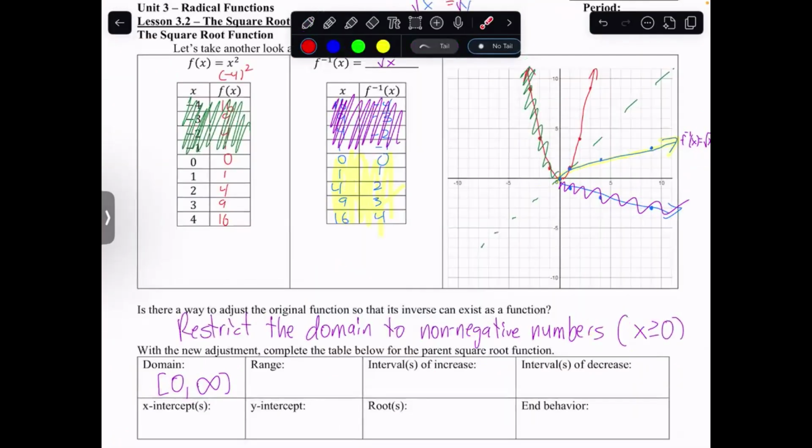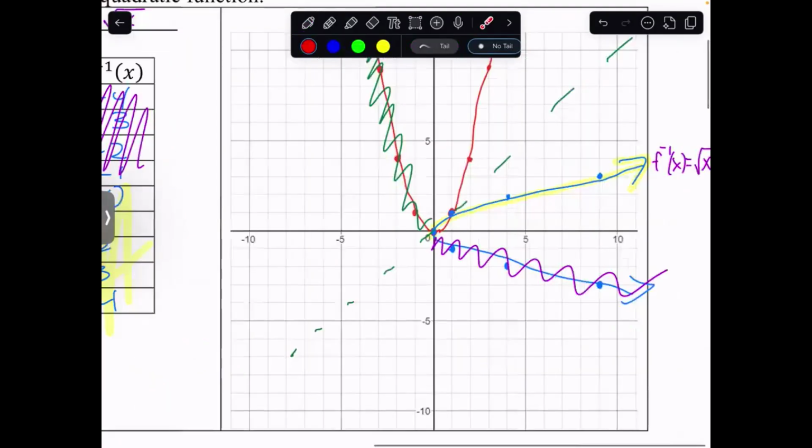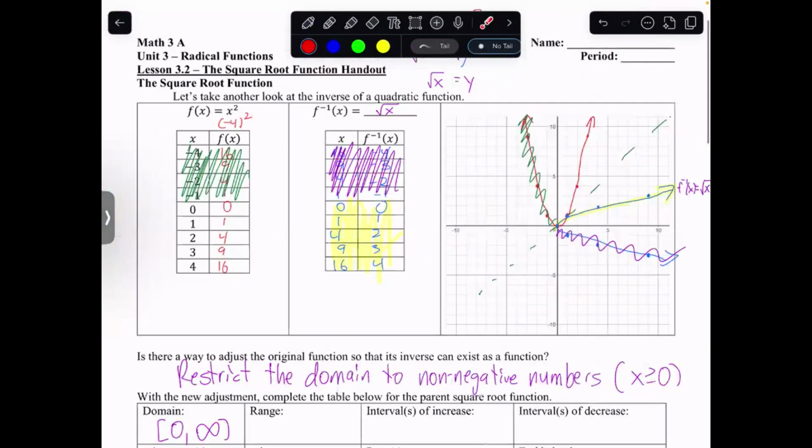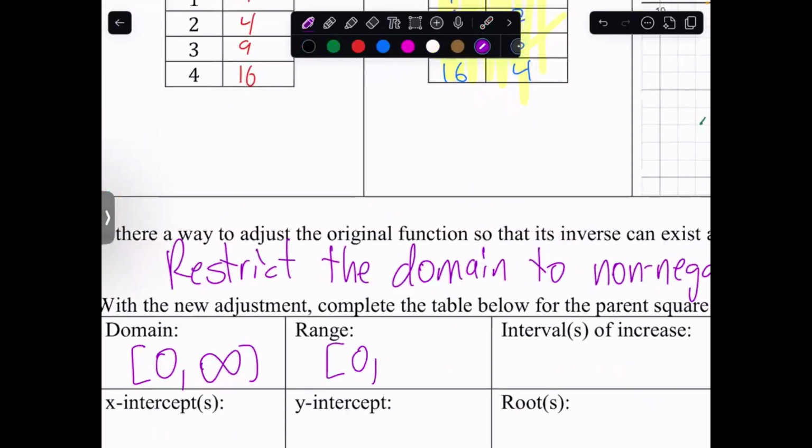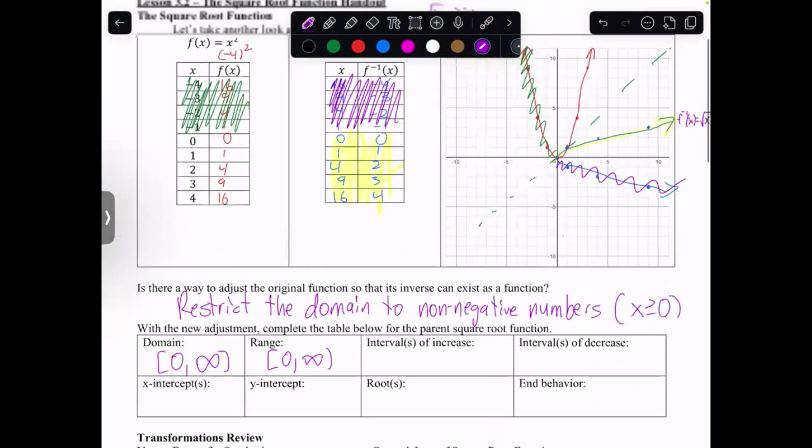Range: what y values occur? Well, the y values are never negative. Remember, we crossed off this section. So the lowest y value on the whole graph is 0. And this end is pointing upwards. So you can hit every y value from 0 to infinity. And 0 itself is an actual y value, so we put a bracket on it.